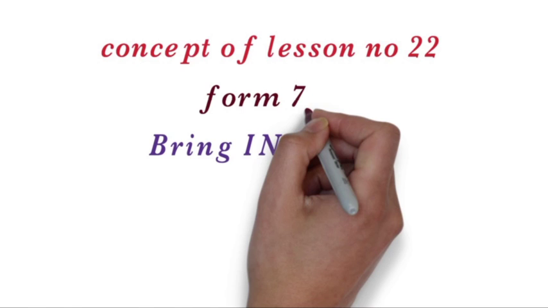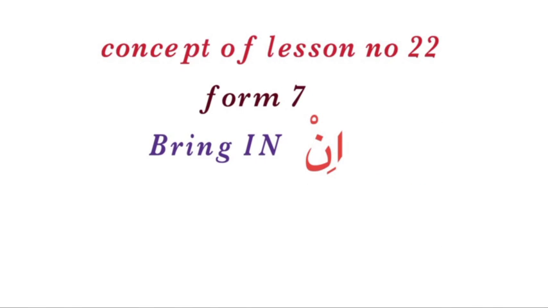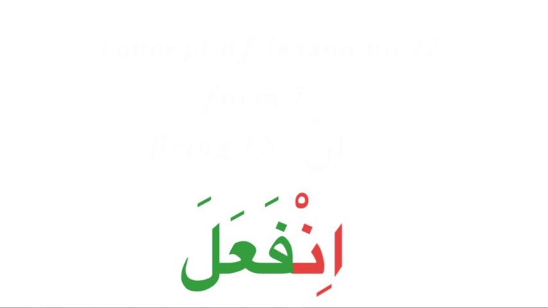So in form 7, for the base form fa'ala, what you do is you bring in a prefix. So you add it to the fa'ala. So this will be your form 7. There are certain characteristics this fa'al form 7 has, so we need to know.